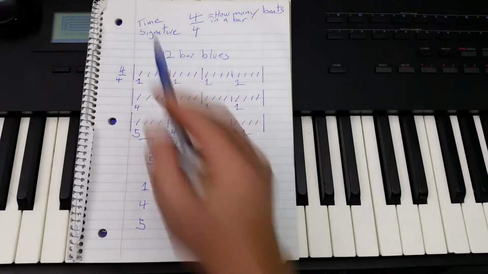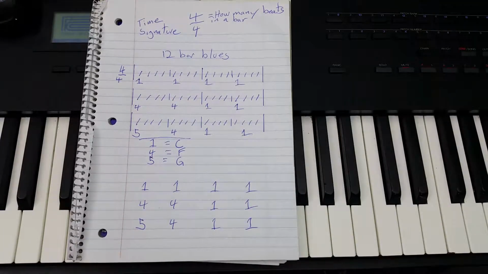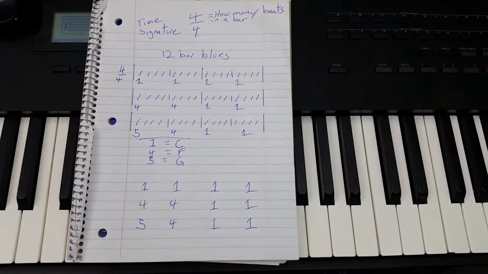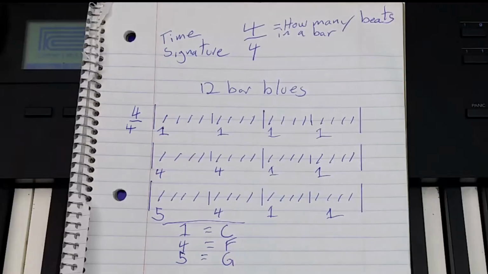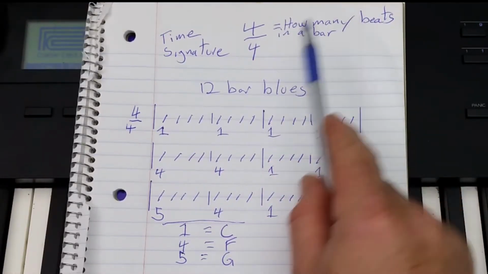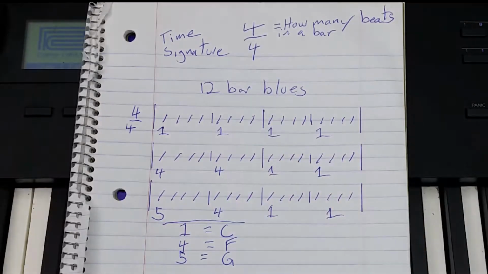and that's called a time signature. In this case, the time signature is 4/4, and 4/4 is the most common time signature, so it's called common time. All we need to know right now is the top number tells us how many beats are in a bar. So in 4/4 time, we have 4 beats in a bar.